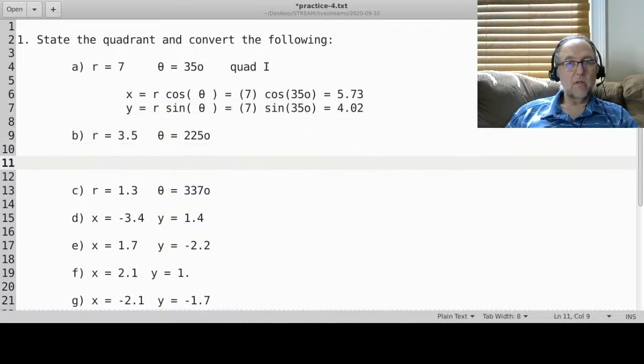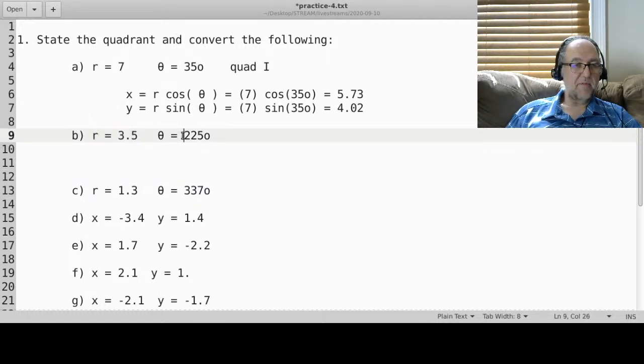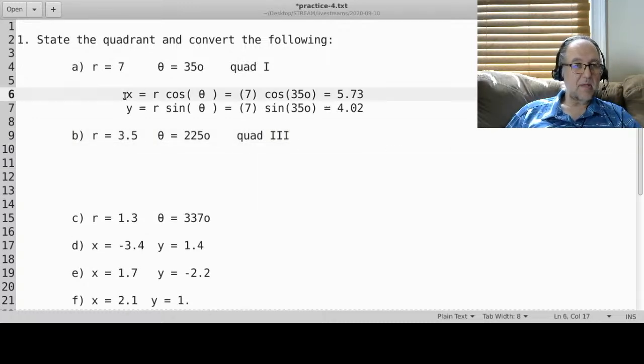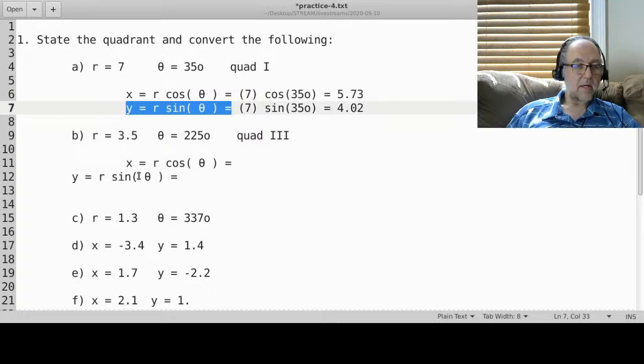All right, so let me look if there's any questions in the chat here. Guys look all right. Okay, let's do number 2. So in number 2, I have r is 3.5 and theta is 225. 225 is quadrant 3. Why? Because it's bigger than 180 but less than 270. All right, the formulas are the same. Okay, nothing mysterious.